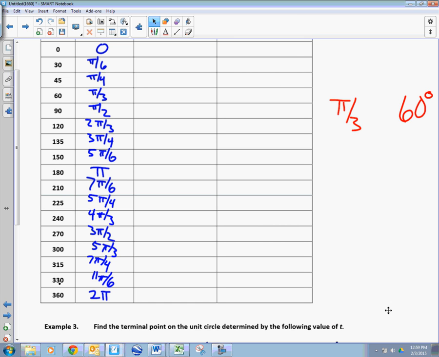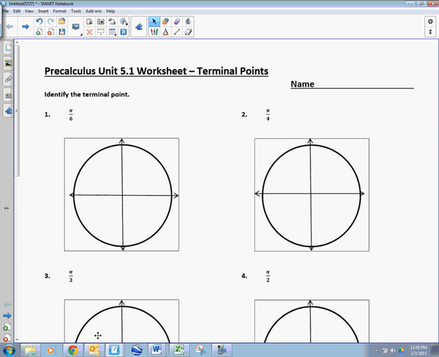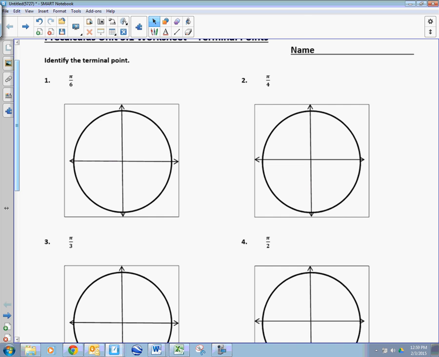All right, we do the last part. Take out your worksheet. Keep this open to where it is as well. The terminal point is the coordinate of where you're resting. Okay, it's the coordinate of where you're resting after you traveled that amount. So, pi over 6. If I travel pi over 6 units, that brings me to where I form a 30-degree angle. And I want to know that x-coordinate and that y-coordinate.